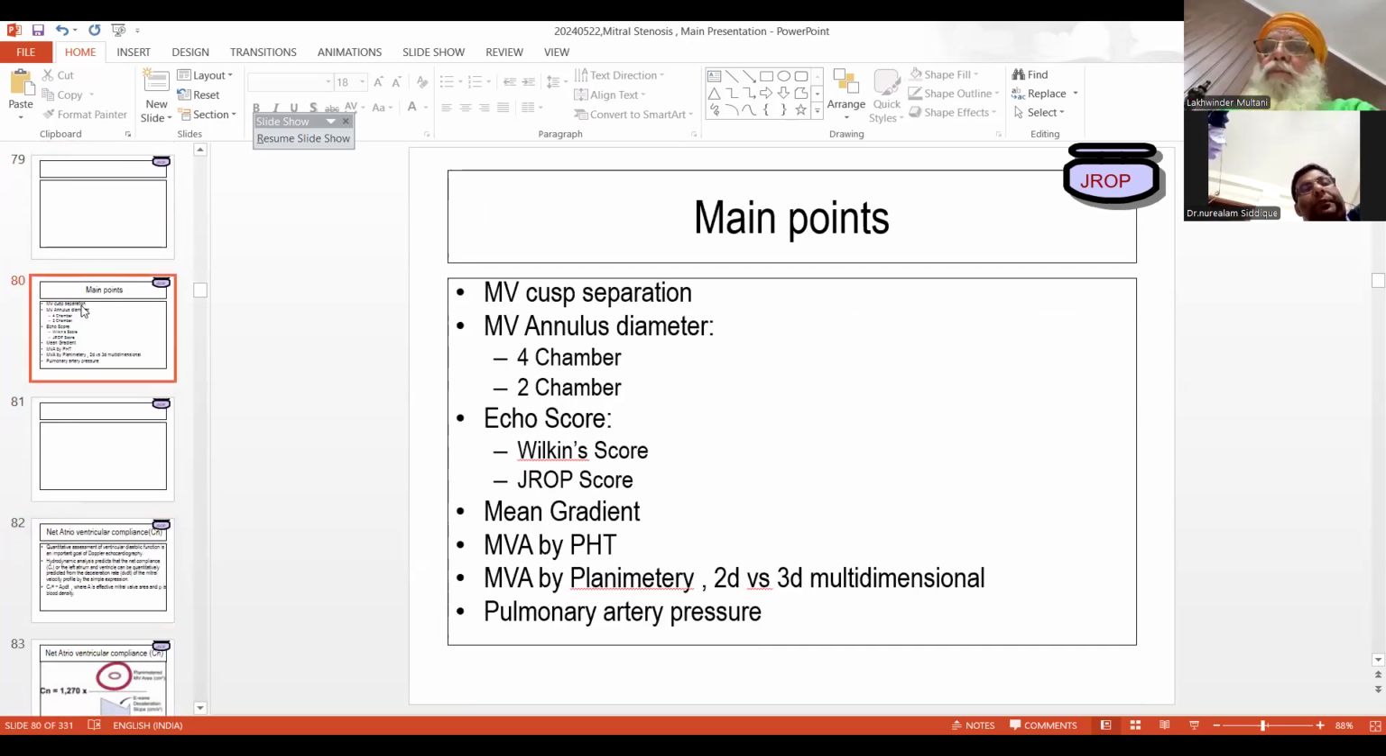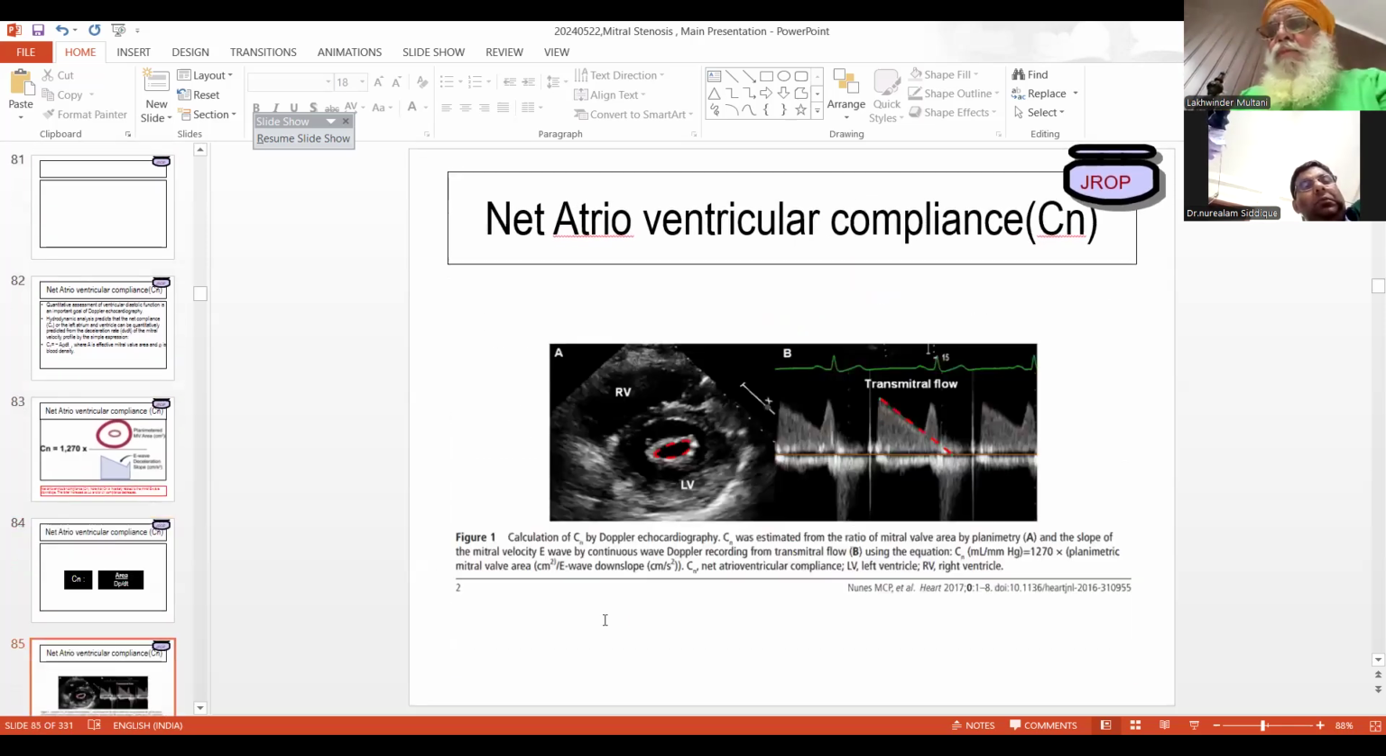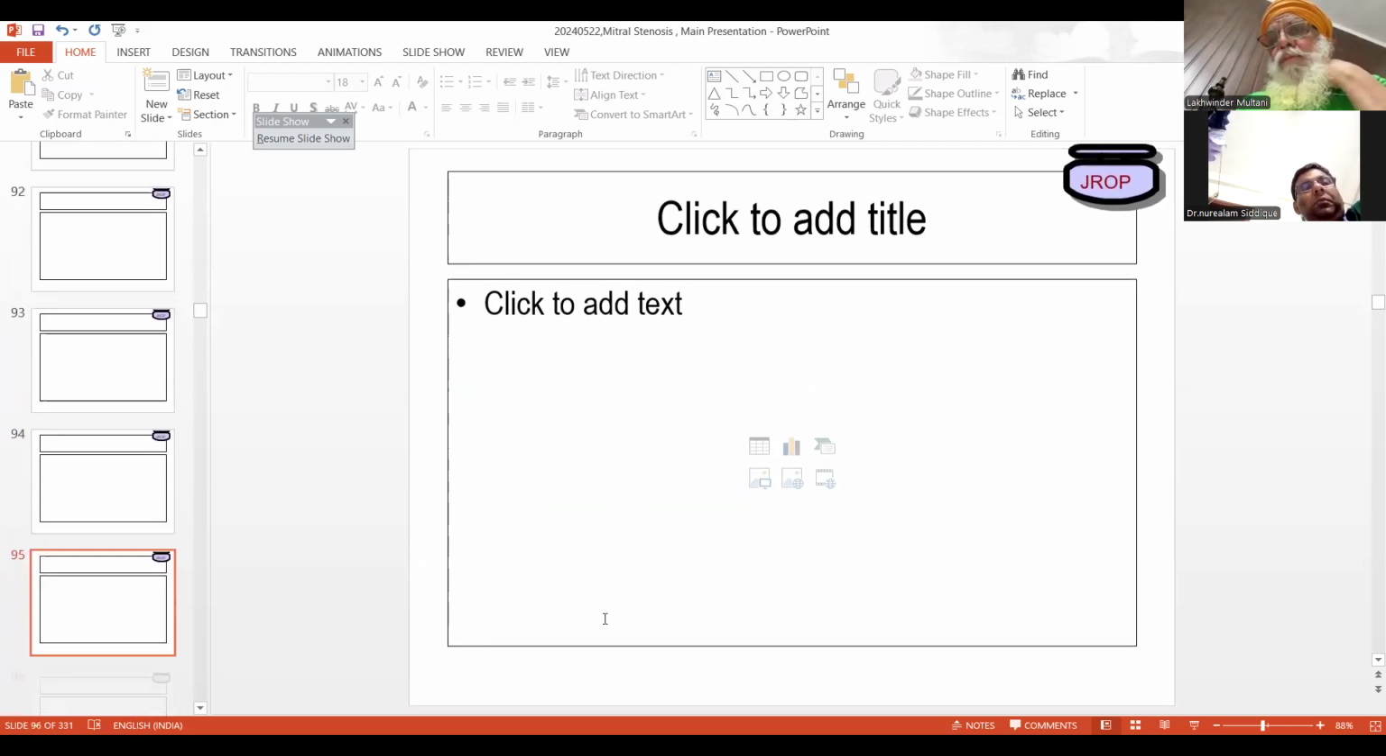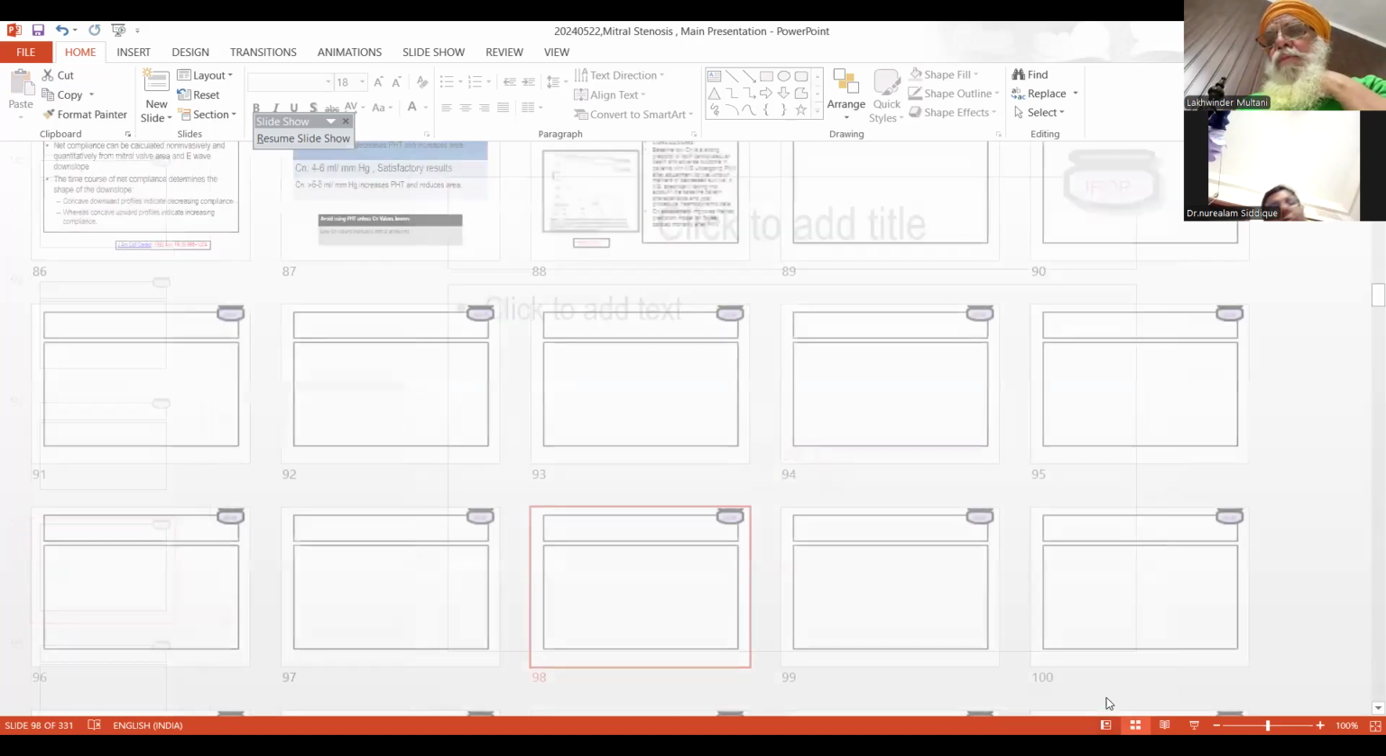So if I have to summarize, first thing I said: mitral valve cusp separation. Then annulus diameter, which you can measure in 4-chamber and 2-chamber. Look for the echo score in Wilkinson and drop. Mean gradient, mitral area by pressure half time, mitral area by planimetry, and preferably by 3-dimensional echo where we can use X-plane or biplane. And you can calculate pulmonary artery pressure in this subset of population, which should be more than 30 millimeters of peak pulmonary artery pressure, not the mean pulmonary artery pressure.